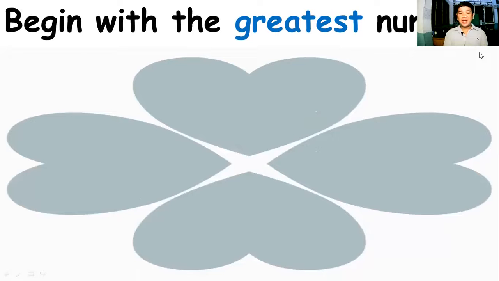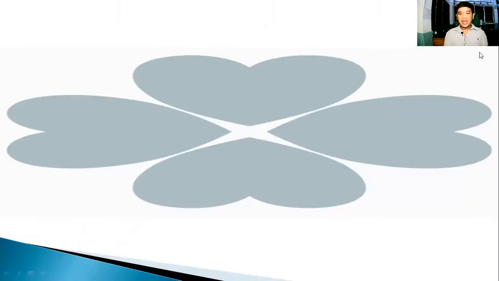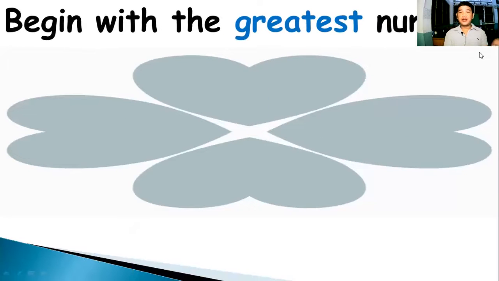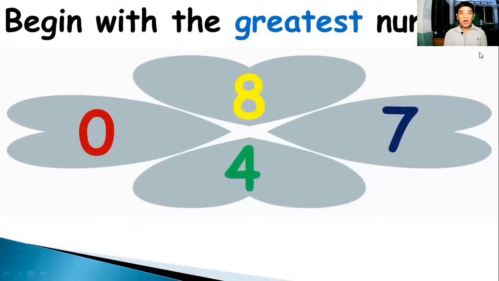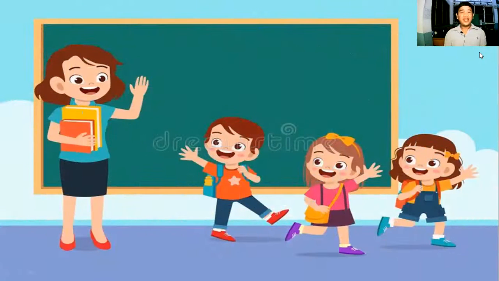Begin with the greatest number. And our given numbers are 8, 0, 4, and 7. Now, let us arrange the number from the greatest to smallest. Greatest to smallest. And based on the given number, our greatest number is 8. And then next to 8 is 7. And then 4. And the smallest number is 0. That's right. Now, it's very easy for you to identify who is the greatest and who is the smallest.